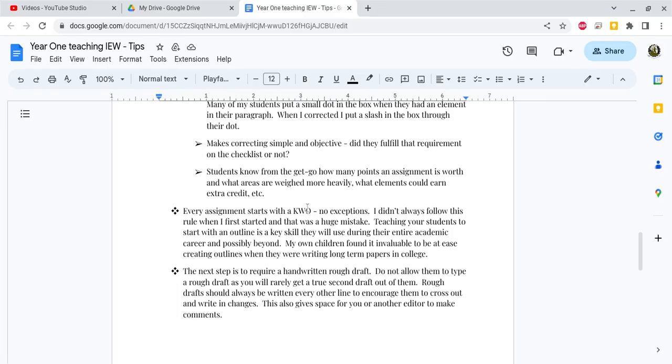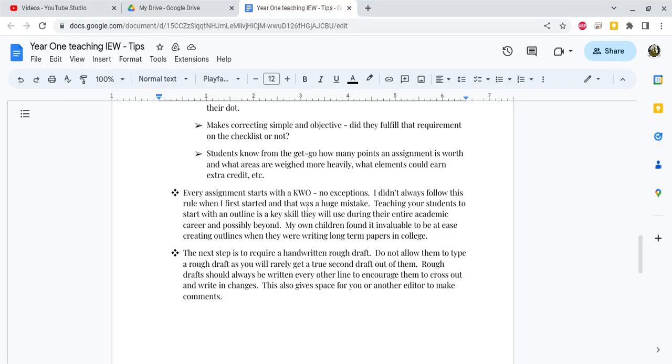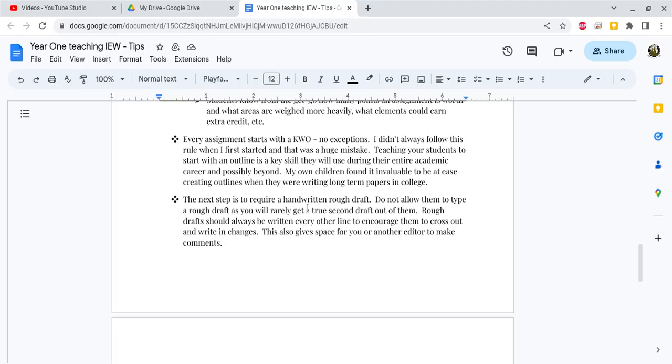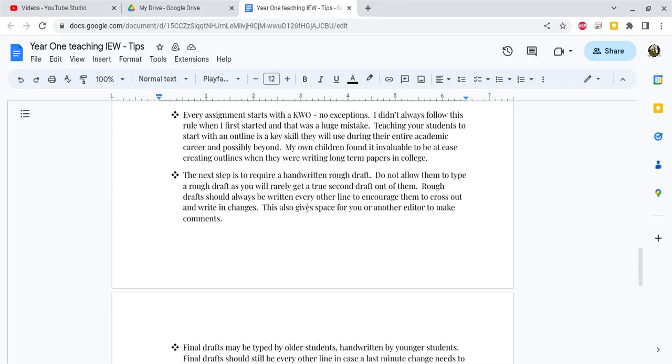It also makes correcting really easy to go through. It makes scoring an essay much more objective and less subjective, okay? And that can be important. And it lets students know from the get-go what an assignment is worth, and especially as students get older, sometimes that's important to them.